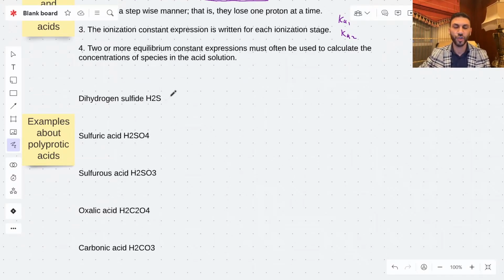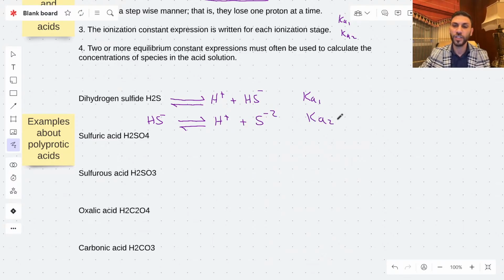For example, we have H2S. H2S is a weak acid, and it ionizes in two steps. For the first step, it's a reversible reaction, and it will give you H+ plus HS-, and we have a Ka1 for this step. Then HS- will also ionize in a reversible reaction to give you the other proton plus S2-, and we have Ka2 in this case.